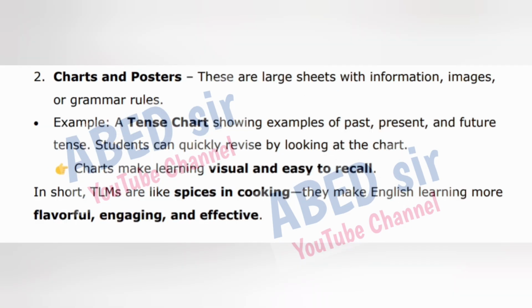2. Charts and posters. These are large sheets with information, images, or grammar rules. Example, a tense chart showing examples of past, present, and future tense. Students can quickly revise by looking at the chart. Charts make learning visual and easy to recall. In short, TLMs are like spices in cooking. They make English learning more flavorful, engaging, and effective.